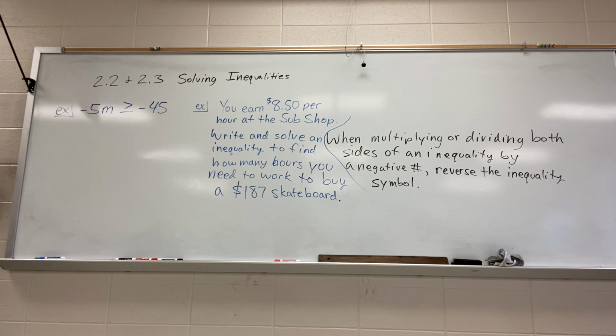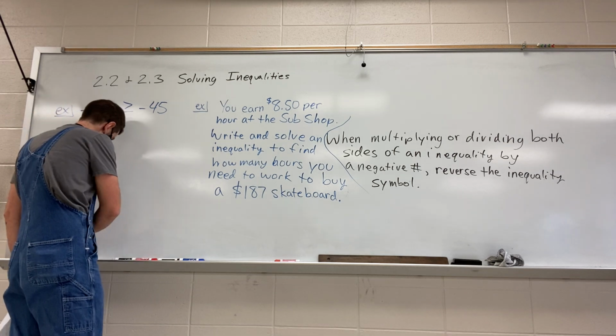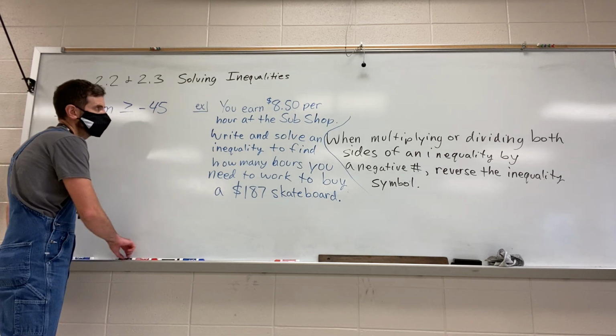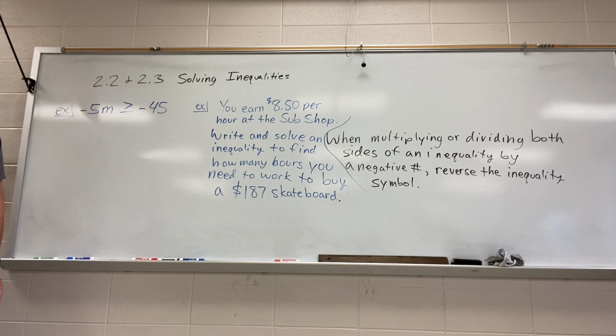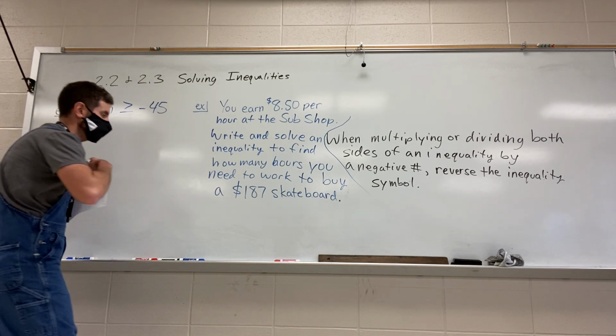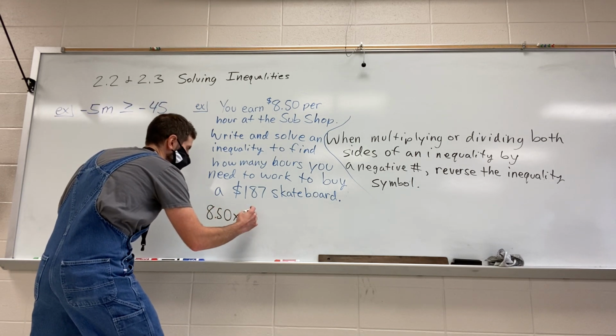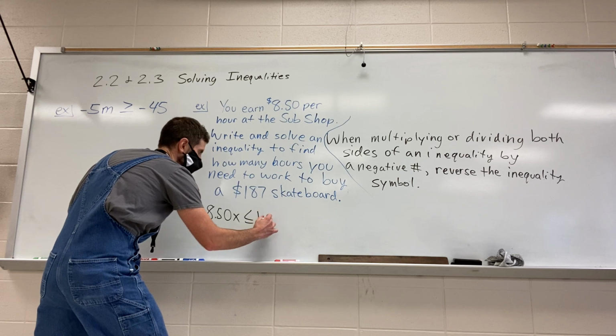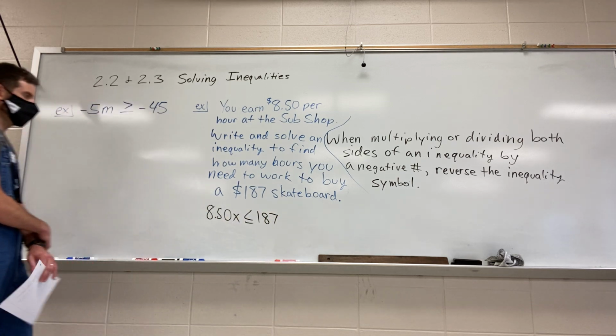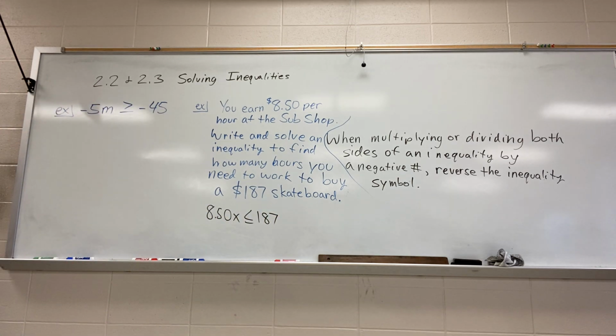All right. Let's write an inequality. So wouldn't it be 8.50x is less than or equal to 187? Let me write that down. No, we're supposed to be greater. What do you guys think? Because if it's less than 187, you can't buy it. Oh yeah. So we want to make sure to at least have 187.